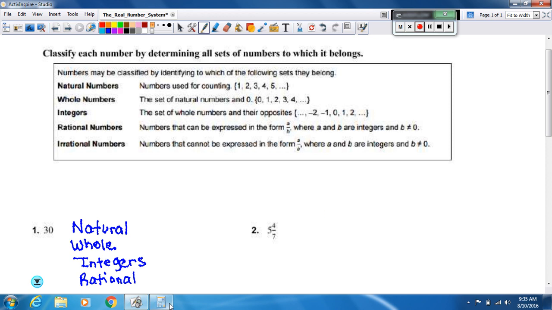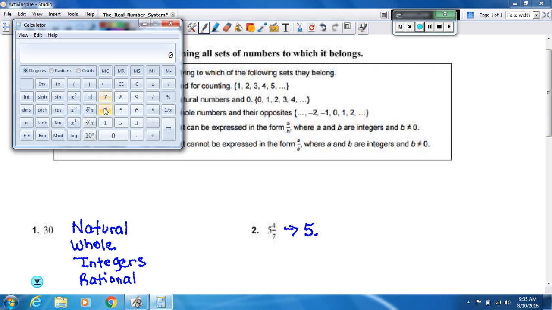5 and 4/7. Okay, that's the same as 5 point... Let's do 4/7, 4 divided by 7. I want you to notice how this just keeps going. And the reason it stops here at this 7 that I am pointing at is because it doesn't fit on the calculator. It does have a repeating pattern: 5, 7, 1, 4, 2, 8, and again 5, 7, 1, 4, 2, 8.